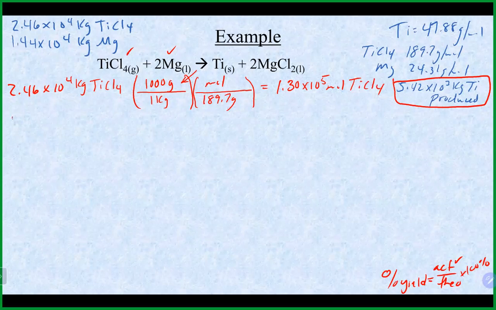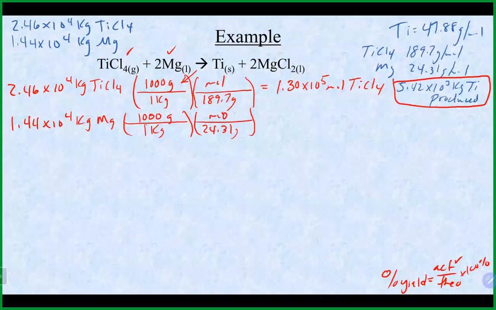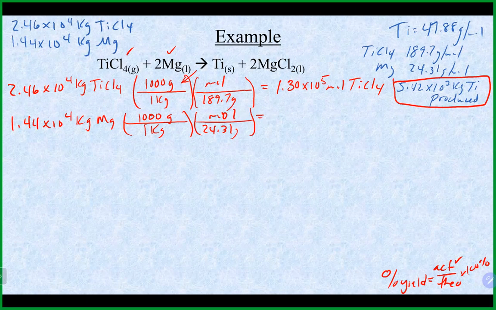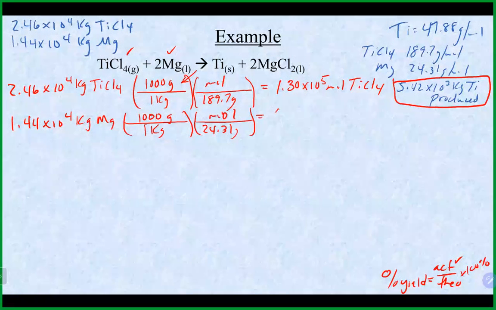We're going to do the exact same calculation here for our magnesium. We're going to take our starting amount in kilograms. We're going to convert our kilograms into grams. And now that I have it in grams, I'm going to use the molar mass of Mg from the periodic table, 24.31 grams per mole here. That gives me 1.44 times 10 to the 4th times 1,000 divided by 24.31. And that'll get me 5.92 times 10 to the 5th moles of magnesium. Any questions on that so far?